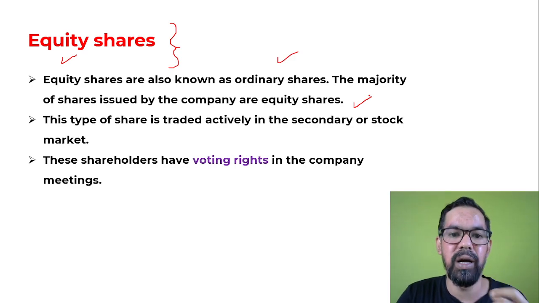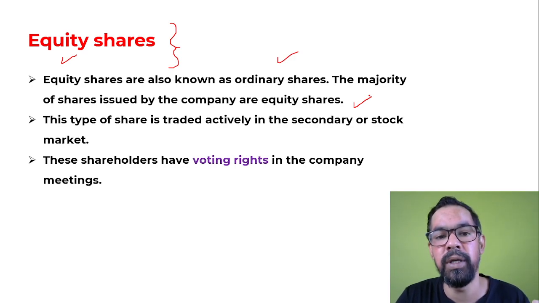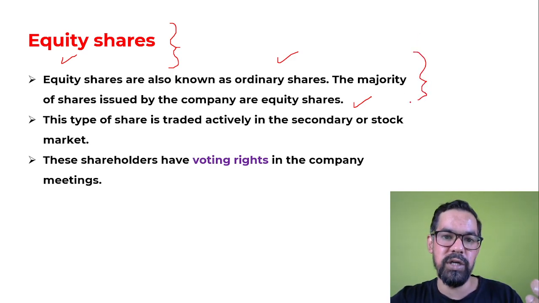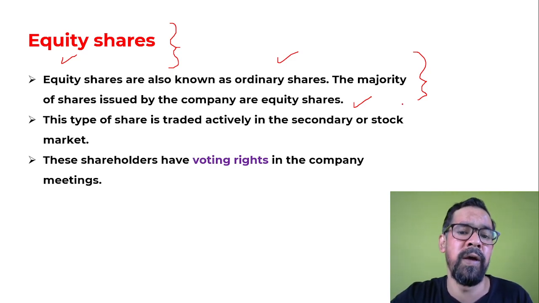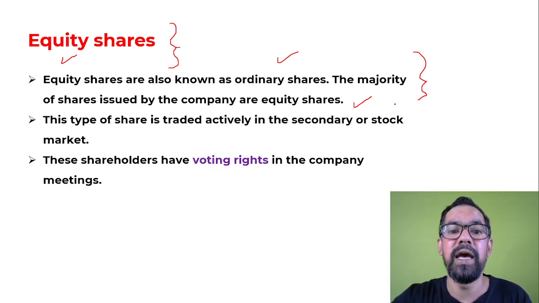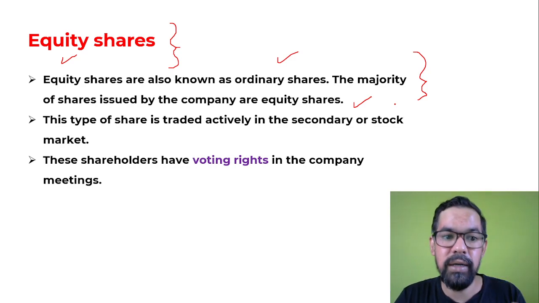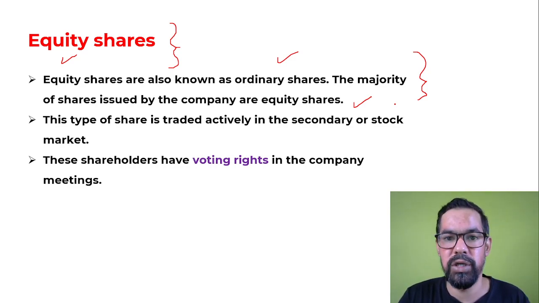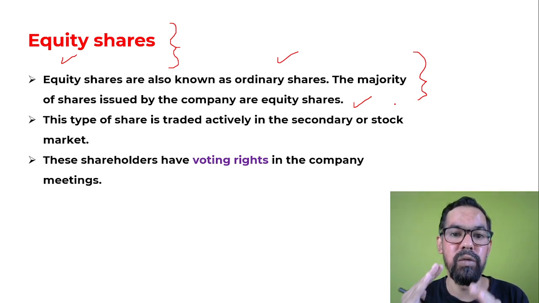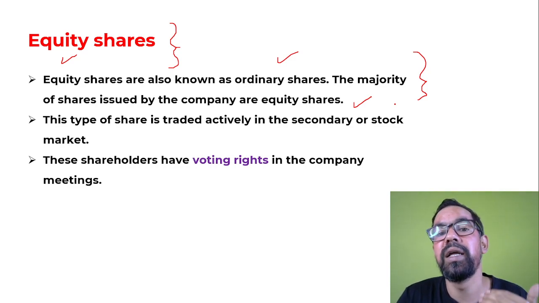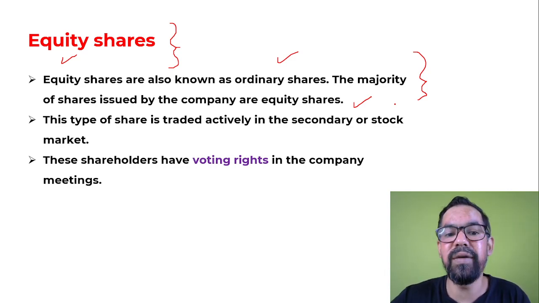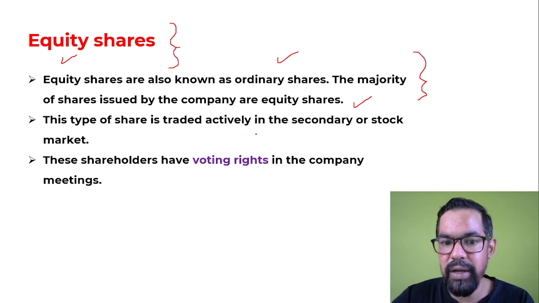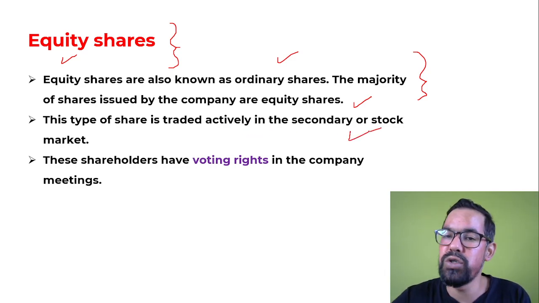If you see the company accounts of any company, you'll find the majority of shares are generally equity shares, because preference shares are generally offered to a close group of investors. These are most of the time financial institutions or HNI customers and all, right? But for the common person, we have equity shares. If you see the overall issuing ratio, you'll find there are more equity shares in the market for diversification purposes. This type of shares is traded actively in the secondary market or stock market.